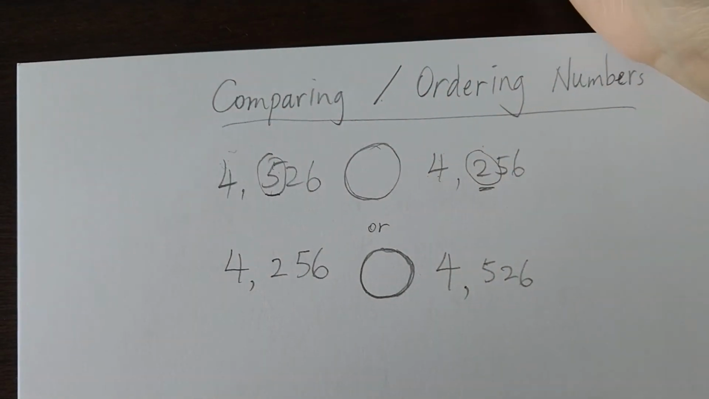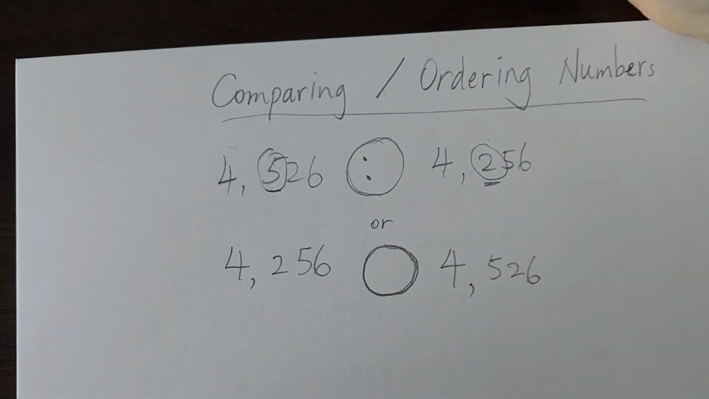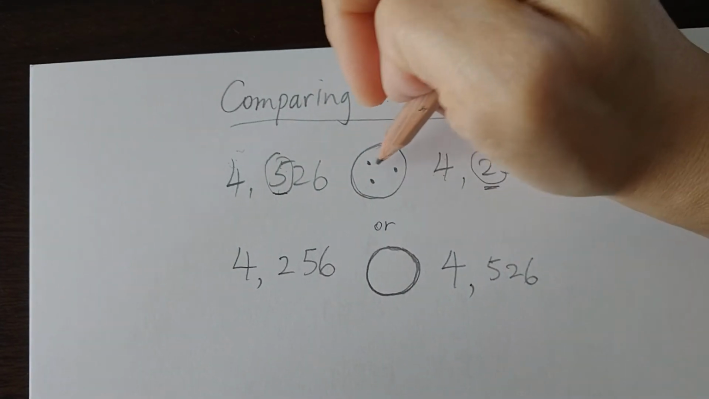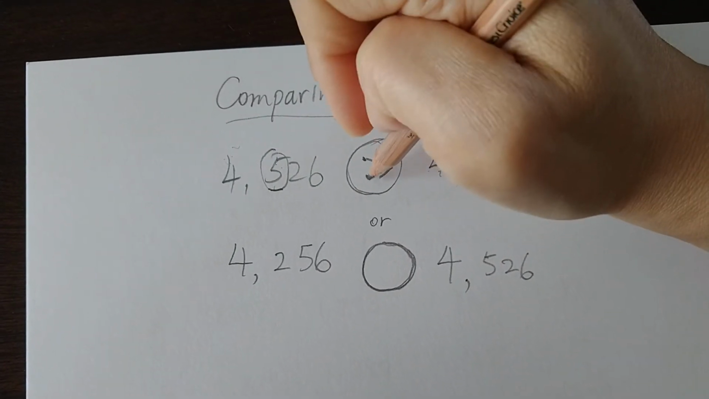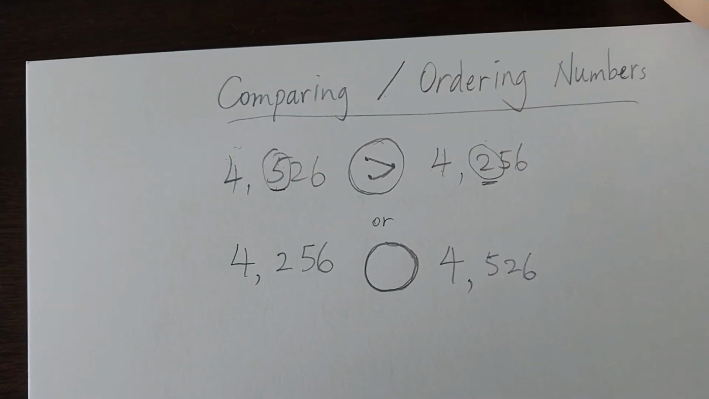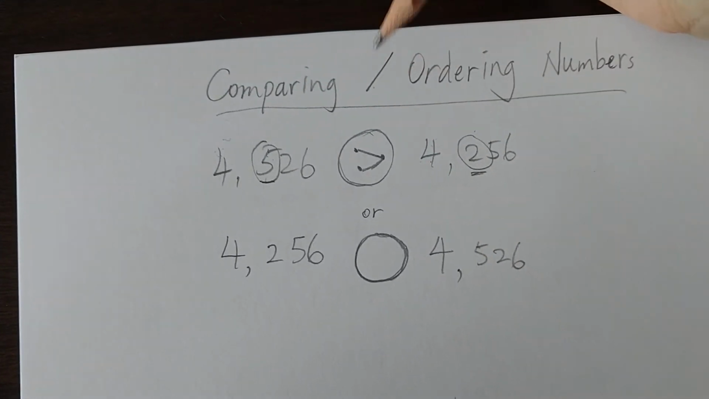When the number is greater, we put 2 dots next to that greater number. If the number is smaller, we're going to put 1 dot next to it. And when we connect the dots, that makes the comparison symbol. And this whole thing right here is called a comparison statement.